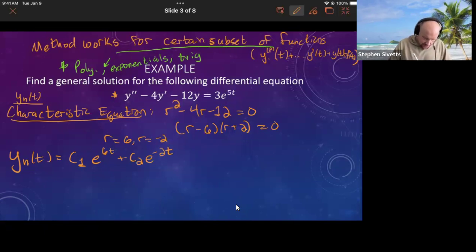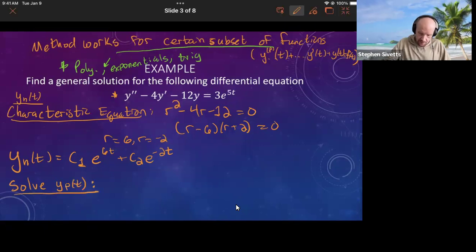Now the next step is to solve for the particular solution, right? Solve for what y sub p of t is. On the right-hand side, we have 3 times e to the 5t. So we need to incorporate this type of function into our differential equation in some way. And y sub p of t doesn't have any arbitrary constants. That's the goal. So what we're going to do is guess what function it could be.